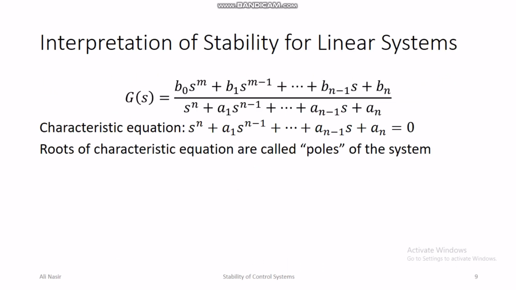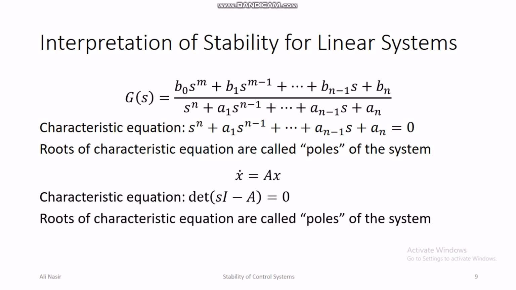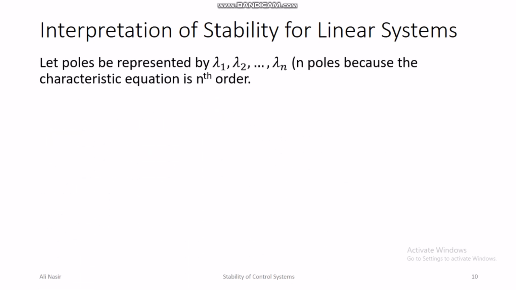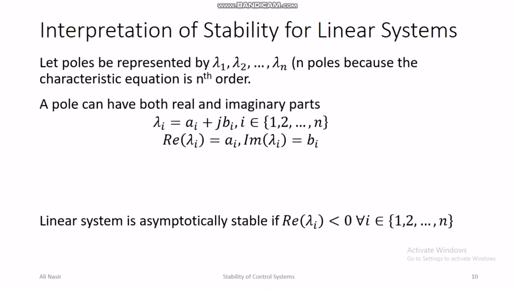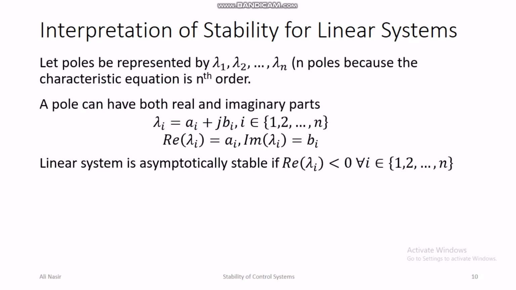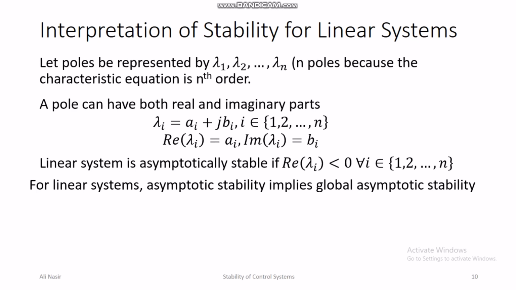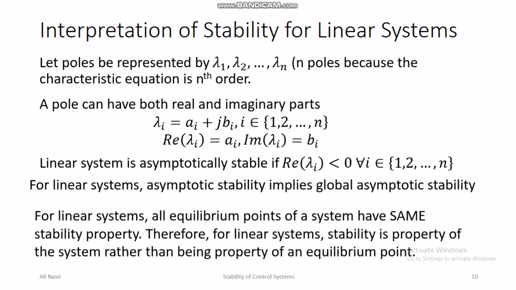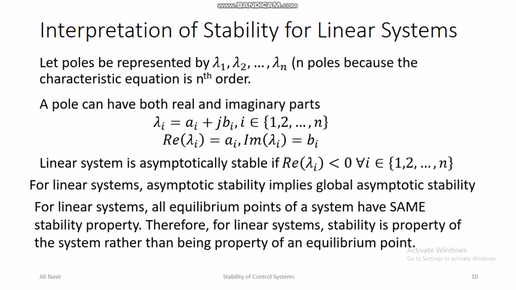Then there is the calculation of poles using the transfer function, and the calculation of poles using state space. From the transfer function, the poles are the roots of the denominator, and for state space, the poles are the eigenvalues of the matrix A. Poles could have a real part and an imaginary part, and asymptotic stability requires that the real part of all the poles should be strictly less than 0. And for linear systems, asymptotic stability implies global asymptotic stability.